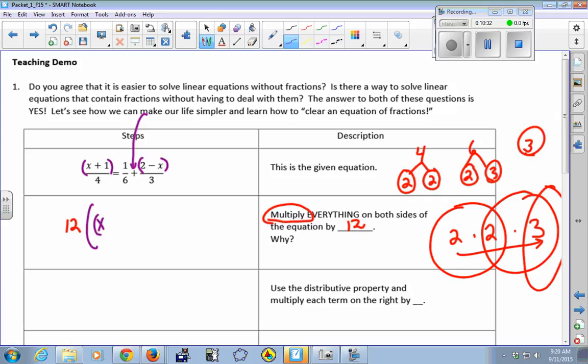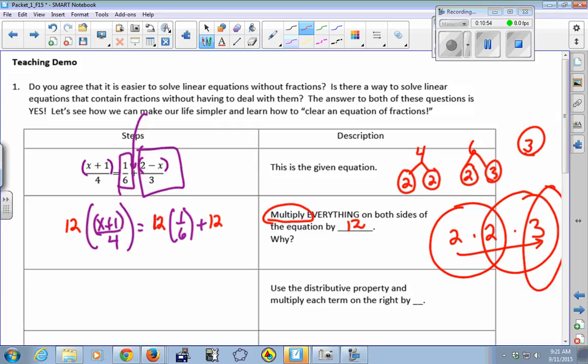I have this on the left side, and I have, notice my 12 is going to go in beside each and every term that I see here. I have 1/6 as a term here, and then that fraction as my second term. Notice my language, terms, and then 2x minus 2 minus x over 3.